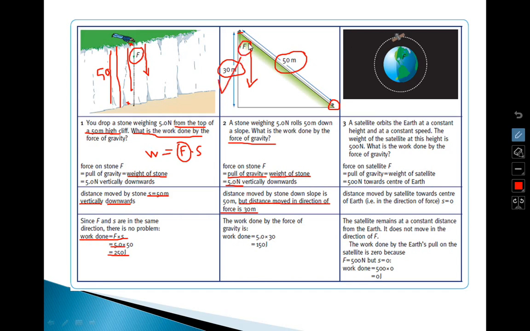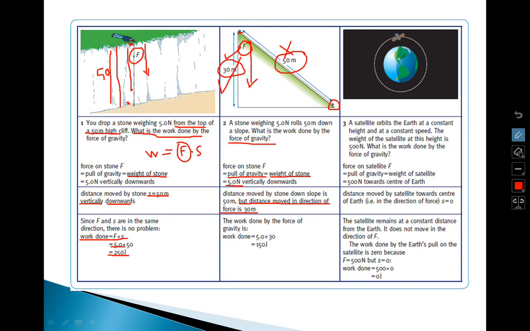Because the force and the distance must be in the same direction. So we will take this distance and cancel this one. So the work done is equal to F times S, which is 5 times 30, equal to 150 joules.